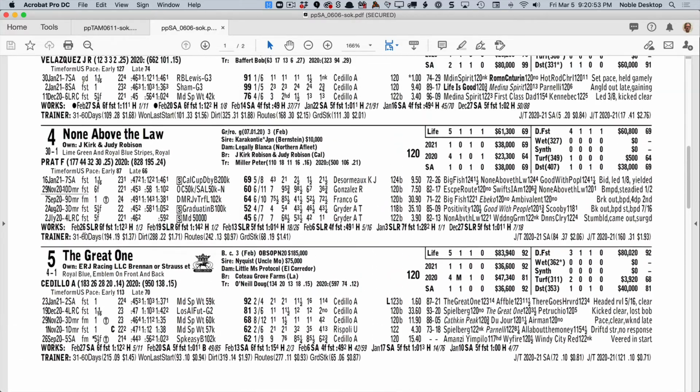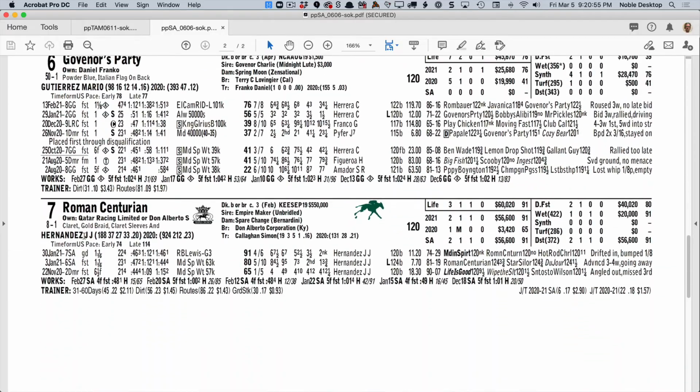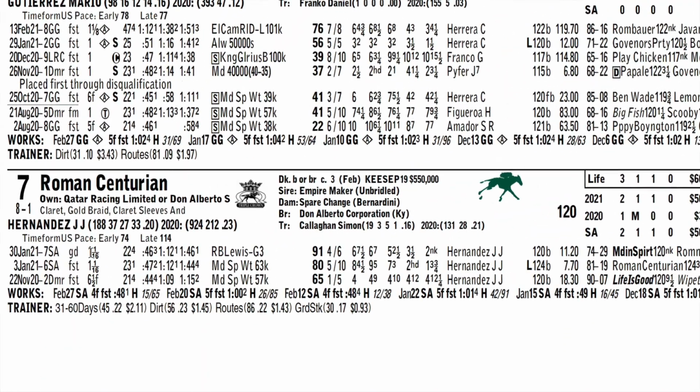If you go down to Roman Centurion, he just scrolled past Roman Centurion, and that is in a sense flipped. So would he be considered a closer? Yes, absolutely. Okay, perfect. And he is clearly the highest late pace number, and it's based on 3 races. So that's an angle that you could take in this race.